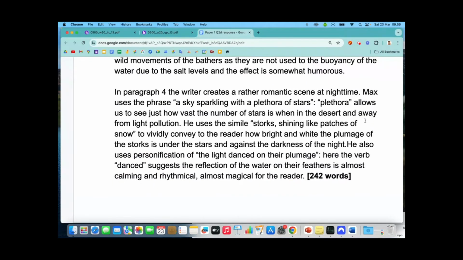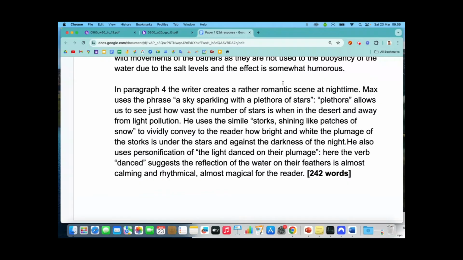In paragraph 4, the writer creates a rather romantic scene at nighttime. Again, there's that sense of an overview that he's trying to create a sense of this being quite a romantic scene, and it is at nighttime. Max uses the phrase, a sky sparkling with a plethora of stars. Plethora allows us to see how vast the number of stars is when in the desert and away from light pollution. There, of course, is the effect on you, the reader.